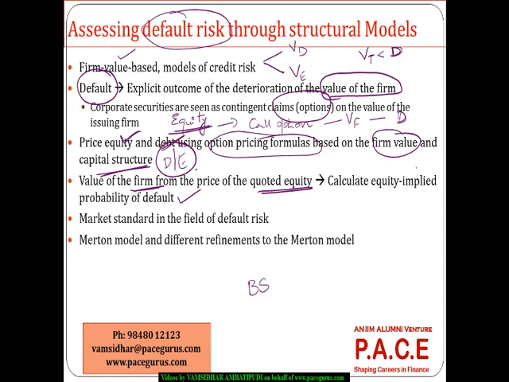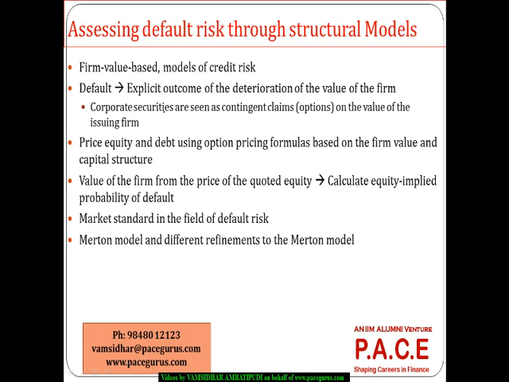So I can very well do two things using this Merton kind of a model. I can either find out the value of the equity as well as debt by taking the firm value and the capital structure. I'll use the simple Black-Scholes option pricing formula for that. Whereas on the other side, if I take the market price of equity itself, based on that I get the value of the firm, and based on that I should be able to compute the probability of default of a particular company.